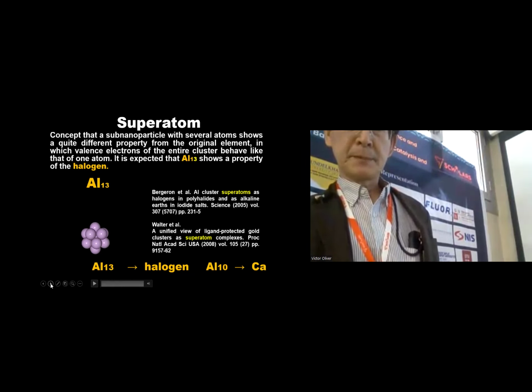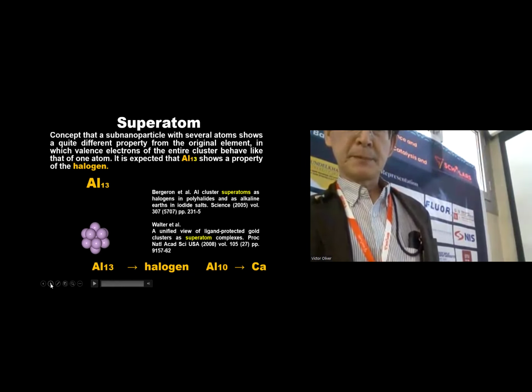So as you know, we have 118 elements in the periodic table. So there are infinite combinations of metal elements. So we expect the generation of inexhaustible new nanomaterials. So we should establish a precision synthesis of sub-nano-size metal particles. In current chemistry, it's very difficult to synthesize sub-nano-size metal particles.